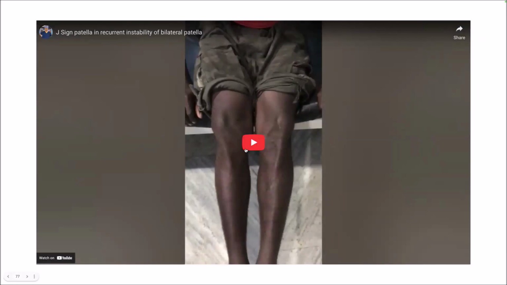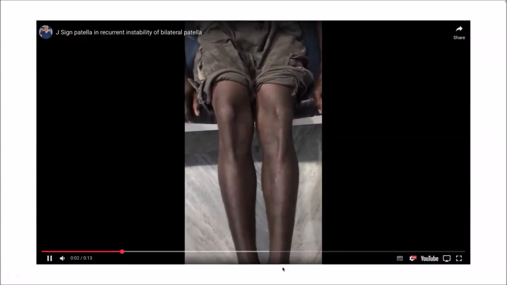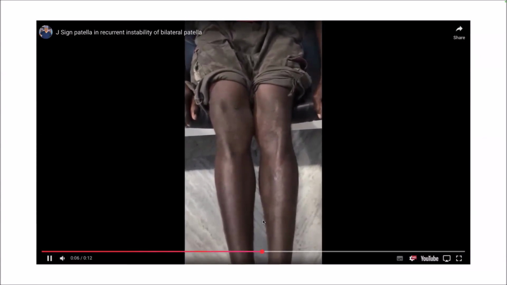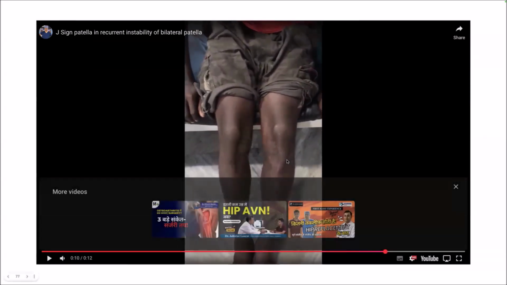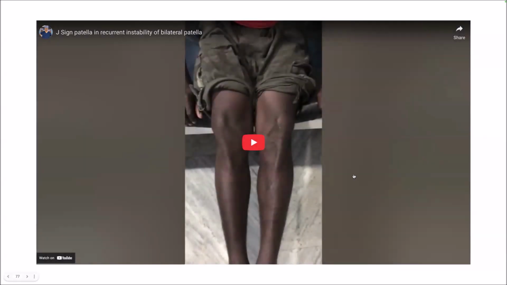The next is the double J sign. Just want to show. Here, it's getting out, and when it's back, this we call the jumping J sign. Jumping J sign: it gets out and comes back in a sudden jump. Again.